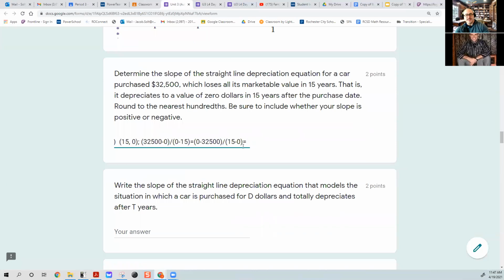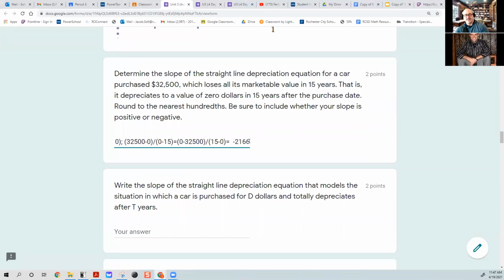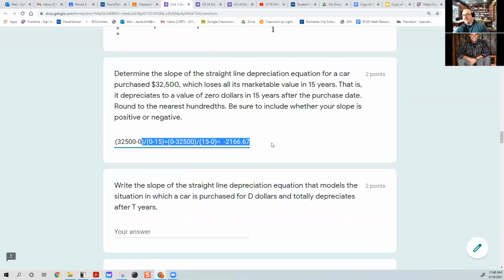I was rounding to hundredths. Negative 2,166, and I have to round it to 67 cents. I'm rounding to the nearest hundredths. Here's how I do that. The 6 here is in the hundredths place. I have to look at the thousandths place in order to figure out whether to round it up or keep it the same. The 6 is 5 or greater, which means the 6 rounds up to a 7. So my final answer, negative $2,166.67.